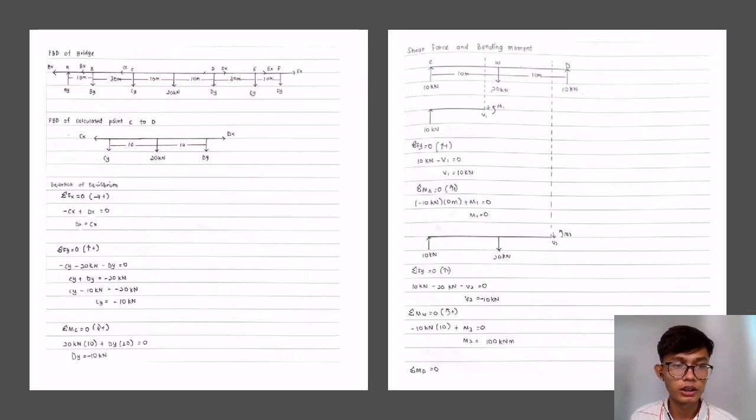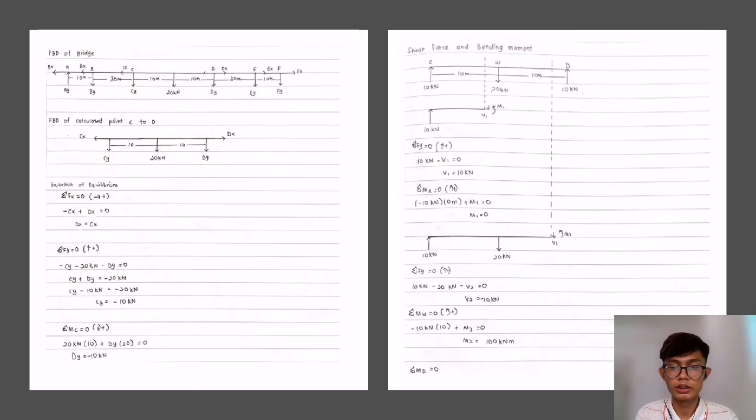Okay, first we calculate the equations of equilibrium. Fx equal to 0, to the right positive: negative Cx plus Dx equal to 0, so Dx is equal to Cx. Okay, next, sum of forces in Y equal to 0, upside positive: Cy minus 20 kilonewton plus Dy, so Cy plus Dy equal to negative 20 kilonewton.